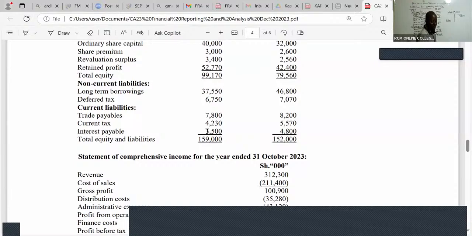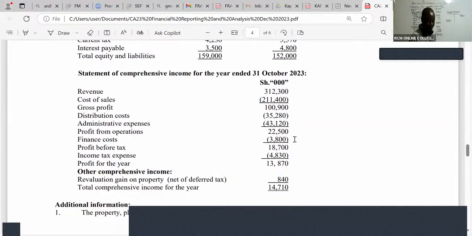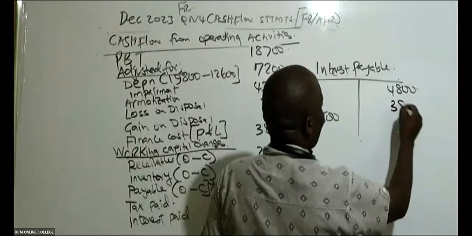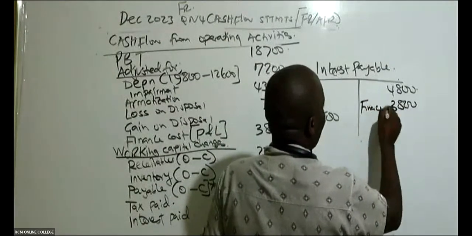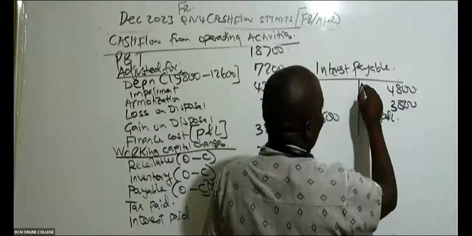Very easy. We ask ourselves, ladies and gentlemen, whether during the year we had any interest expense in the income statement. So you come to the income statement and look for finance cost. In this case, I'm being given a figure of 3,800. This is the interest expense for the year. So we have here 3,800, the finance cost, from the P&L. That is it. This is the balance brought down.